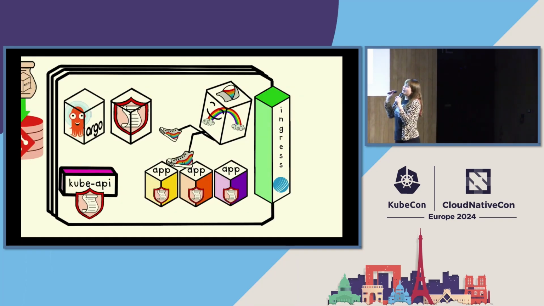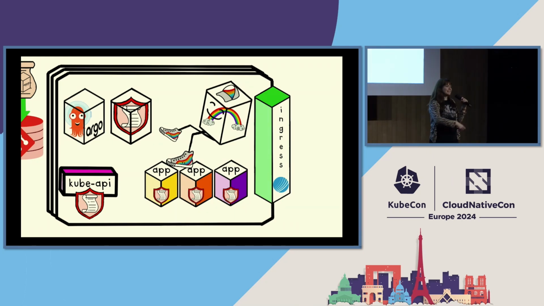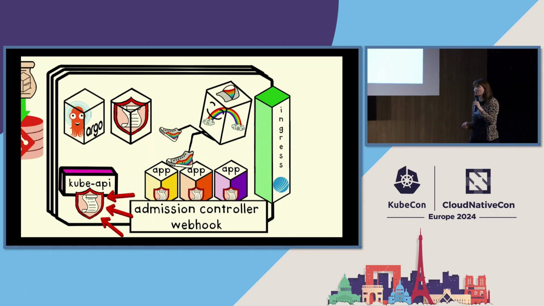When we make a new rule, it adds configuration to Kube API in the form of an admission controller webhook. So basically, if you try to make a change to the cluster that falls under the jurisdiction of this rule, it's going to ask for permission from the admission controller.